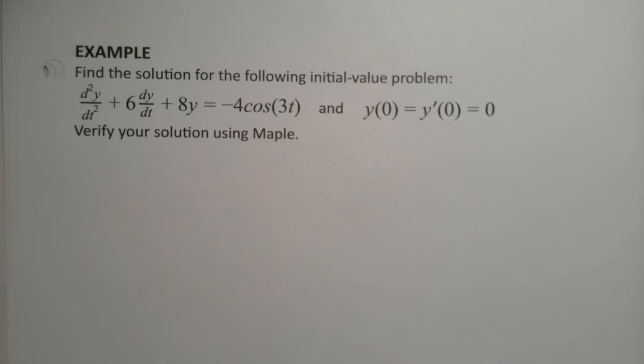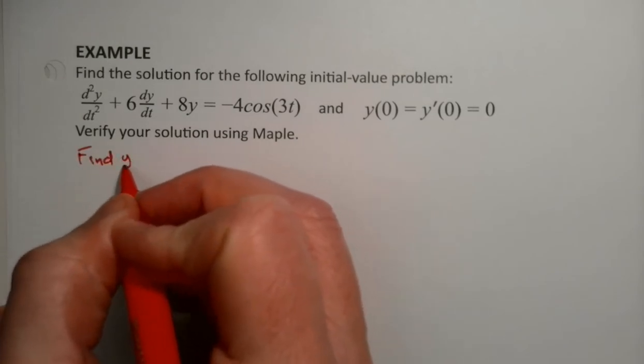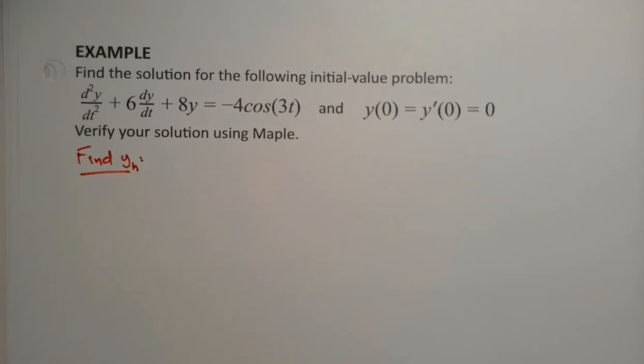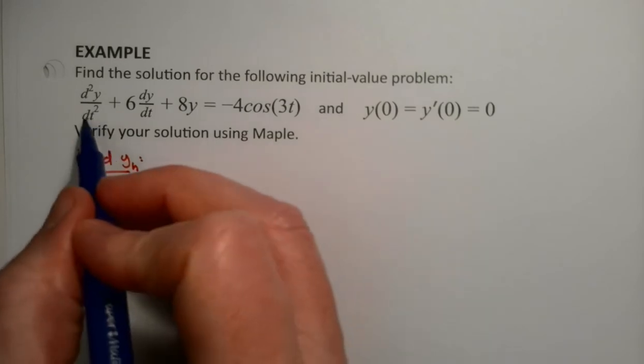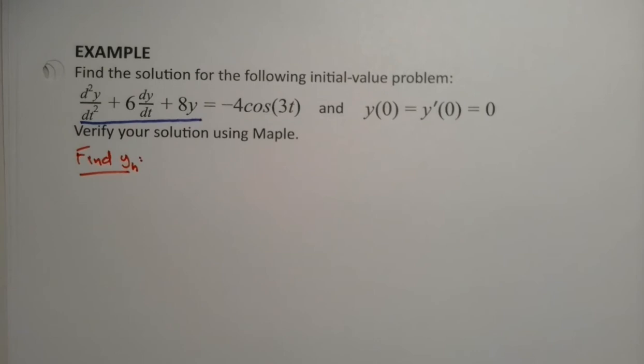And then, of course, it says verify the solution using Maple, which I will do in the Maple document that goes along with these notes that you have access to. So we're going to follow the same process as before. And our first step, as always, is going to be to find our homogeneous portion of the solution, right? And so that means taking a look at the left-hand side of our differential equation and pretending that it was equal to 0 and not equal to -4 cosine 3t.